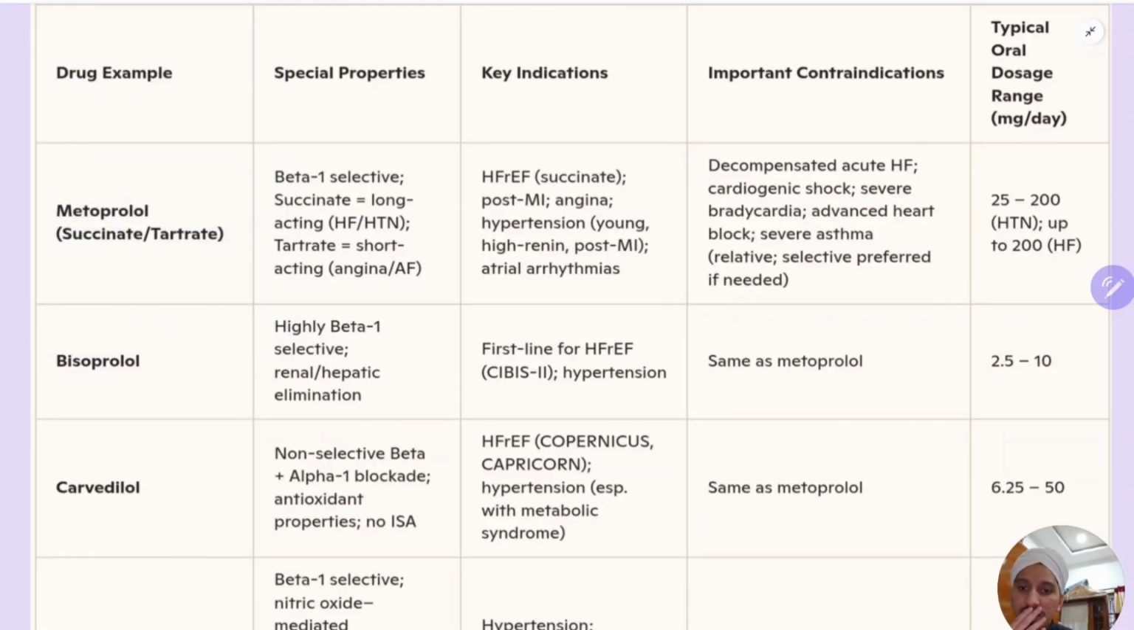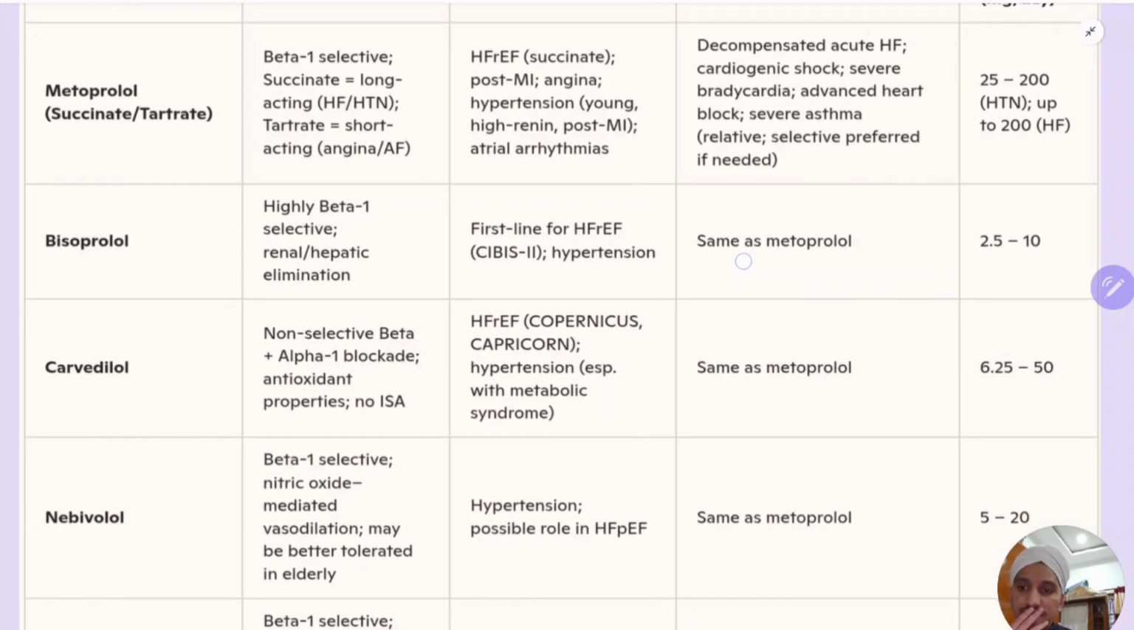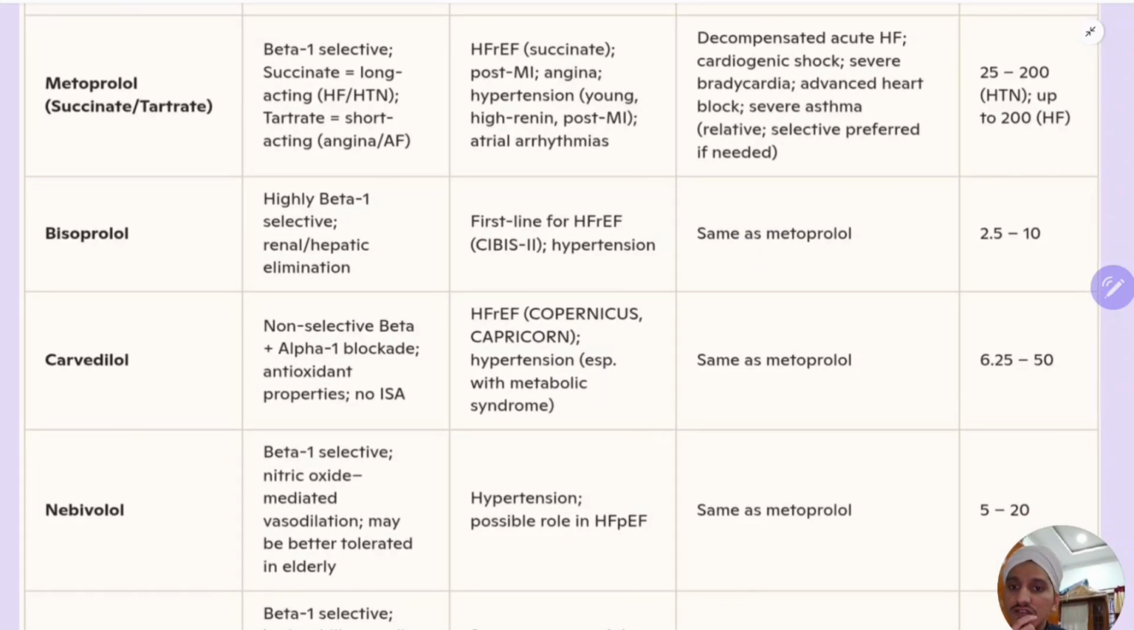Okay. Then coming to carvedilol. It is a non-selective beta blocker plus alpha-1 blocker. I said beta 1, but it is a non-selective beta blocker plus alpha-1 blockade. One more important special property is it has antioxidant properties. So these two trials, the COPERNICUS trial and the CAPRICORN trial, favor the use of carvedilol in heart failure with reduced ejection fraction.